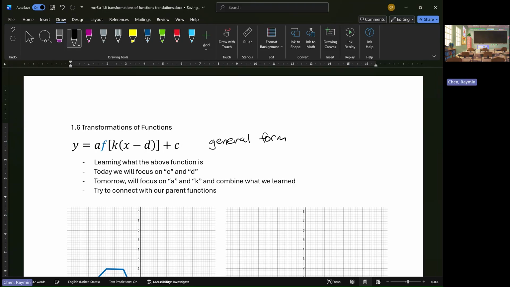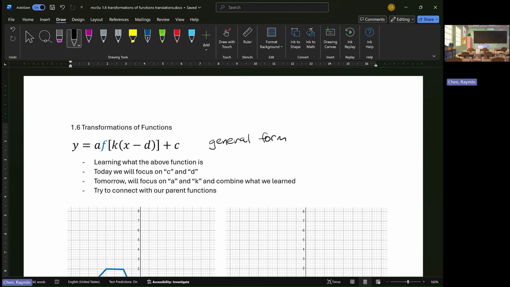So today's class, yes, you see how many letters? y, a, f, k, x, d, c. Seven variables. But technically, we're learning only about 5 of them. And one of them is going to make more sense, even though it's in blue. So technically, there are actually 4 variables we have to get across.